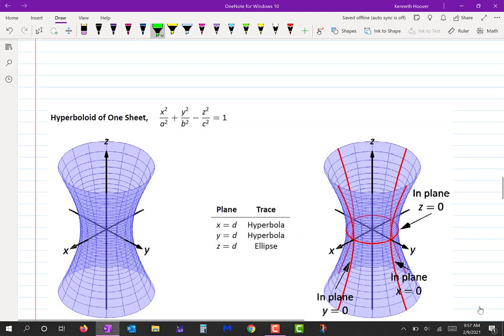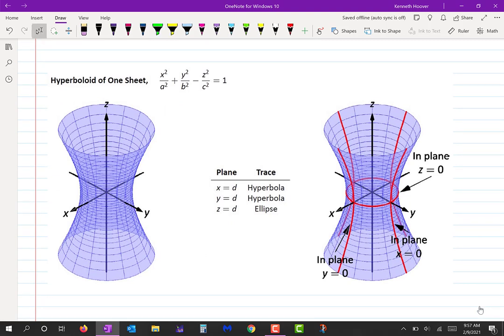The next type is called a hyperboloid of one sheet. That looks like this. x squared over a number plus y squared over a number minus, this time, z squared over a number. And you get this shape right here. The variable that has the minus in front of it, that's going to be the axis that runs down the middle.